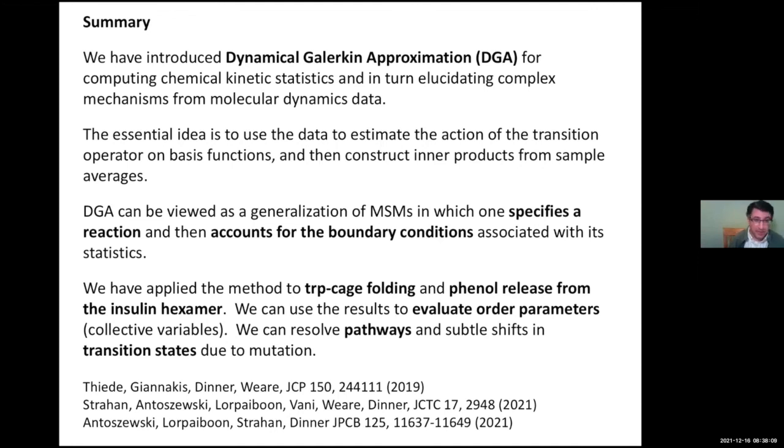There is a data set from the Shaw group that is a 200 or 300 microsecond data set. The problem with that data set is that it's just a long unbiased simulation, and so there are only 12 or so folding and unfolding events in it. It actually has less statistical power than the short trajectory data set that we generated. We have analyzed that data set as well. But to answer your question, we really have to go to longer lag times to fully answer that question.